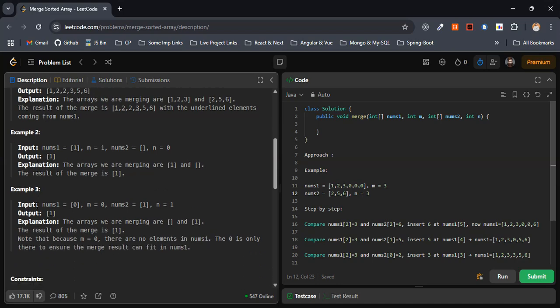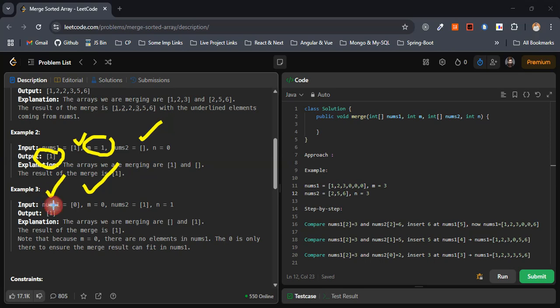Let's first discuss the examples, right? Let's come to the second example. Here we have only one element and no elements at all in nums2. We have been given m equals 1. When we merge this, only one element is there, so the output will quite obviously be 1, right? That's what they have mentioned in the example explanation as well.